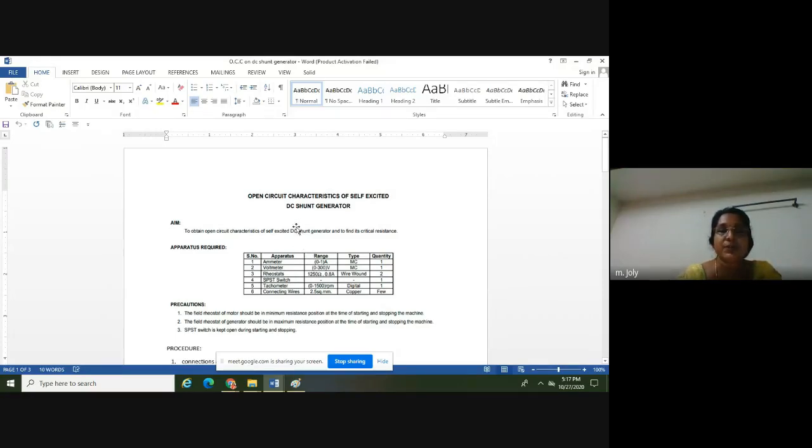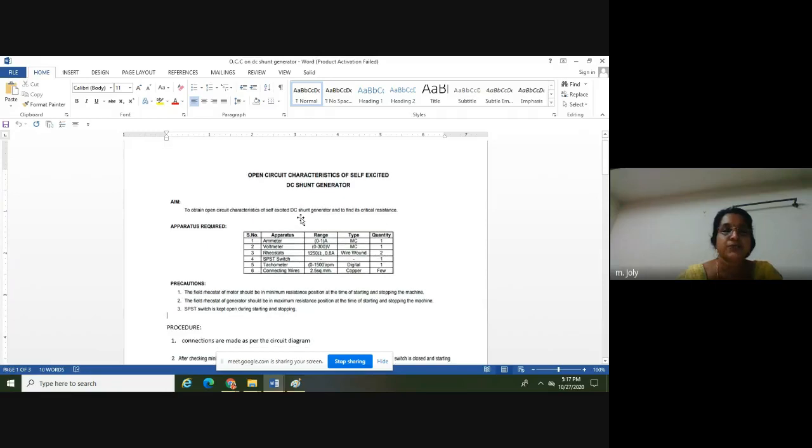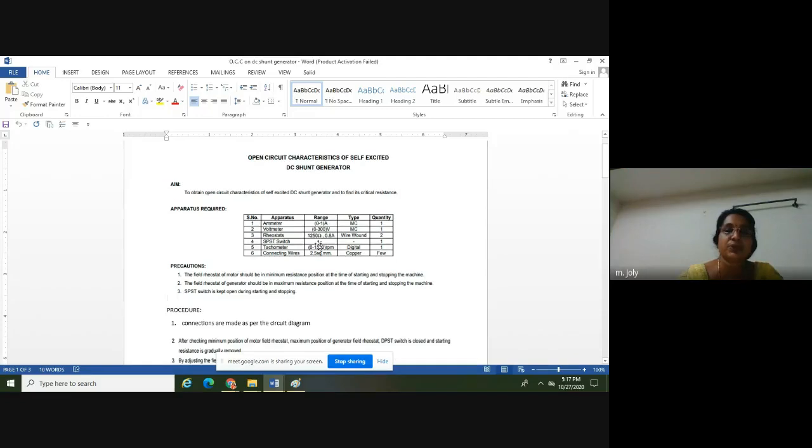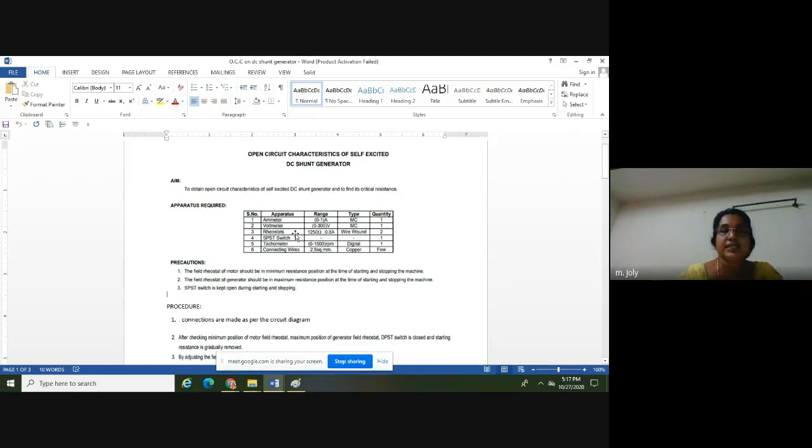So this is the open circuit characteristics or magnetization characteristics of DC shunt generator. First of all, you have to write the aim: to obtain the open circuit characteristics or OCC of a self-excited DC shunt generator and to find its critical resistance. Here are the apparatus: ammeter, voltmeter, rheostat, SPST switch, tachometer, and connecting wires. The ranges are given.